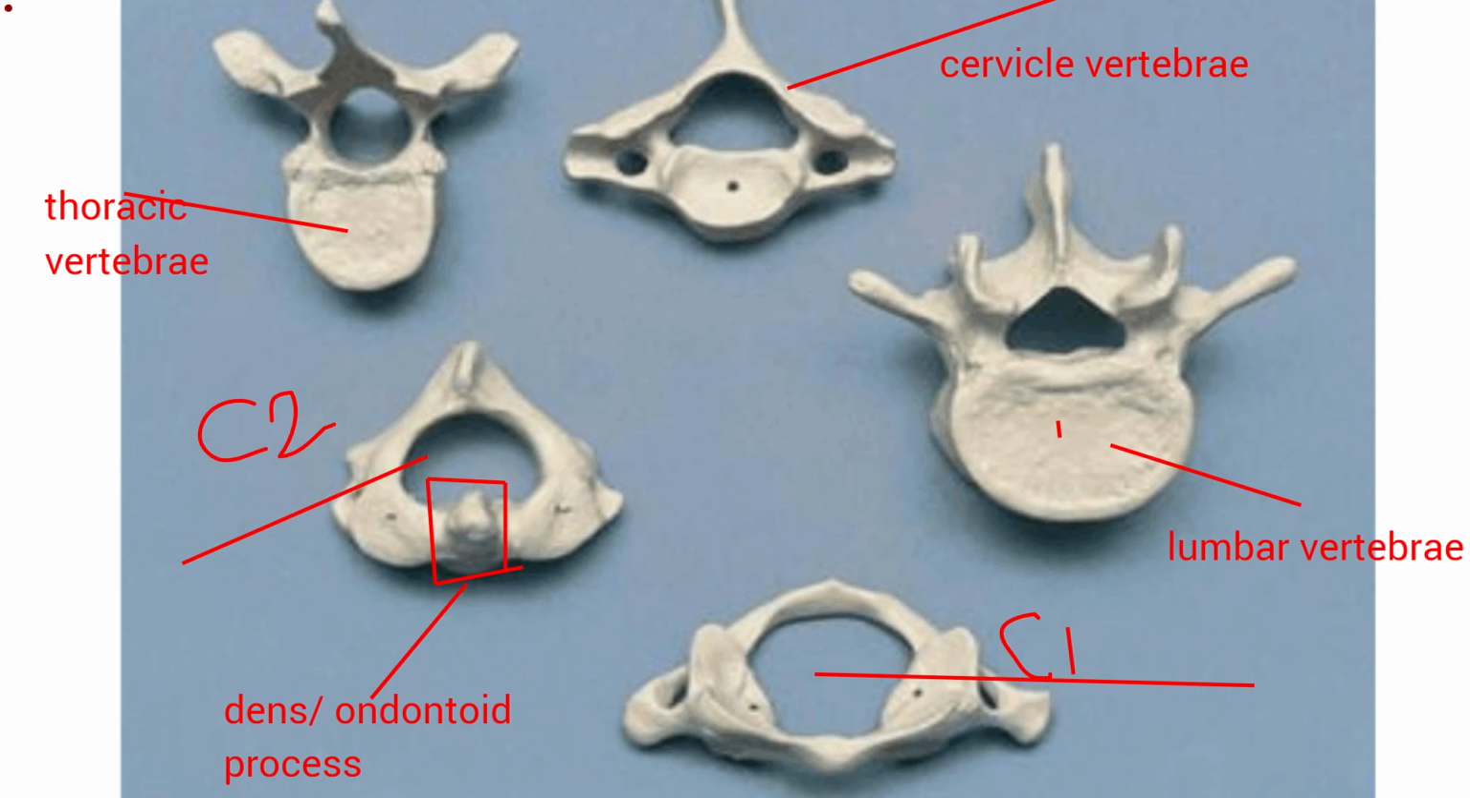Okay. So you should know the different types. Cervical has those openings on the side, right? And they're small. Thoracic are medium sized with a long spinous process. Lumbar are really big with a big body and short squared off processes. C1 has no body, that is the atlas, and the axis has the dens or the odontoid process, that's C2.